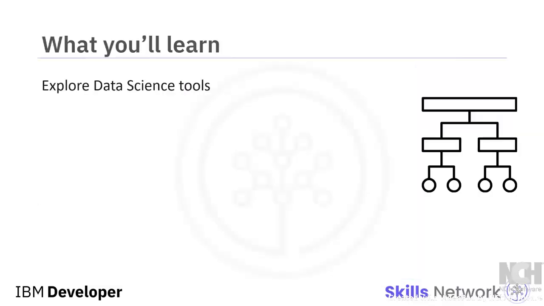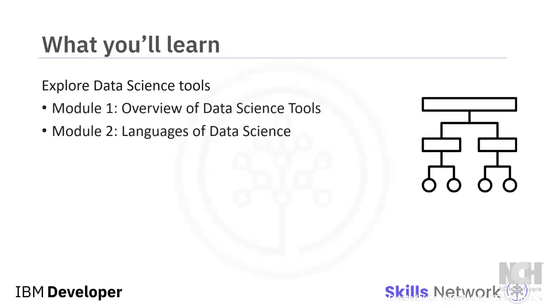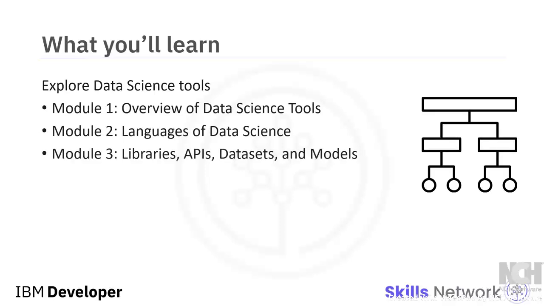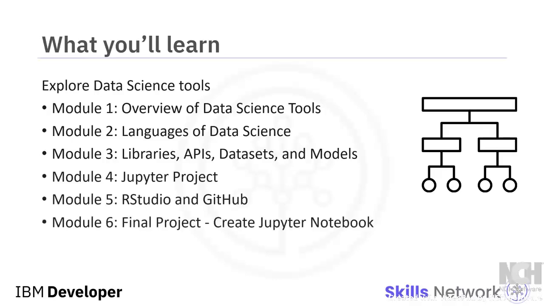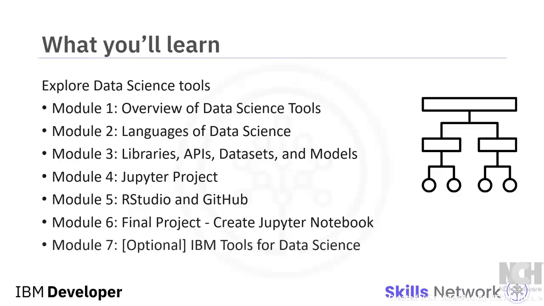Now, a data scientist's toolkit consists of many tools, and in this course, you will explore a variety of them in the following modules. Module 1, Overview of Data Science Tools. Module 2, Languages of Data Science. Module 3, Libraries, APIs, Datasets, and Models. Module 4, Jupyter Project. Module 5, RStudio and GitHub. Module 6, Final Project, Create a Jupyter Notebook. And Module 7, an optional module, IBM Tools for Data Science.